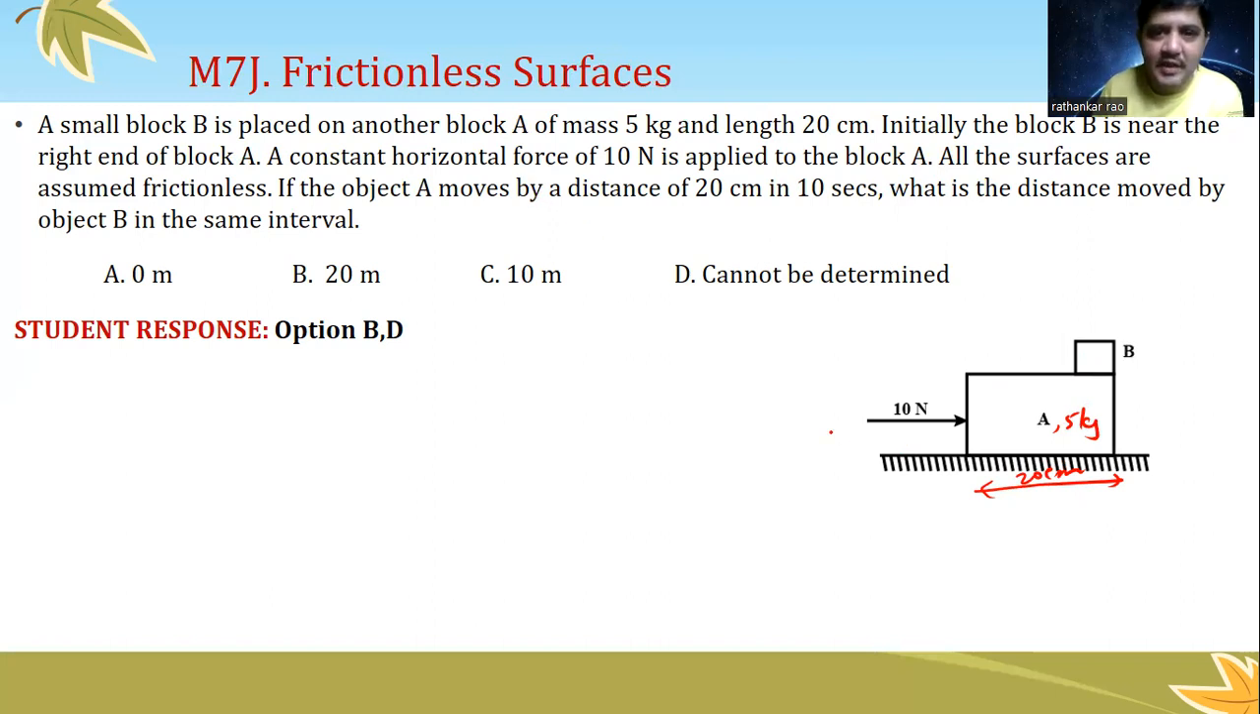A constant force of 10 Newton is applied on the block A. So you are applying a force here. All the surfaces are assumed frictionless. So that means this line is also frictionless here. Here also there is no friction. Let me write mu equal to 0 here, mu equal to 0 here.